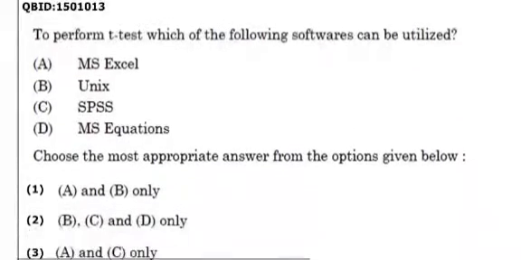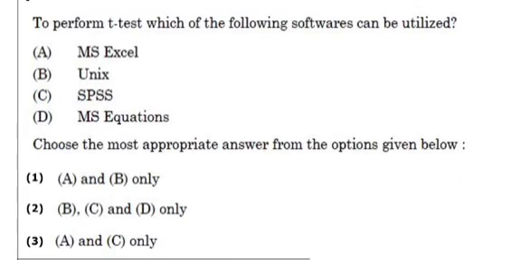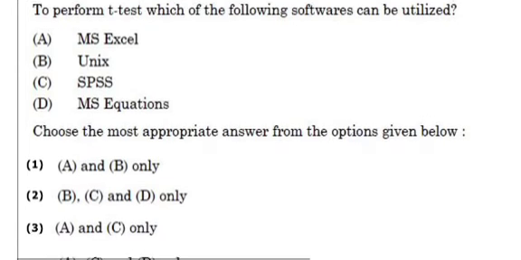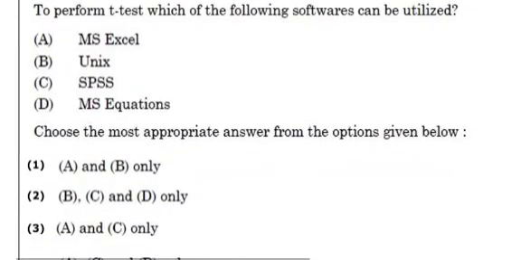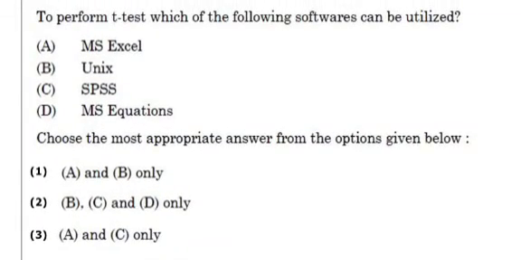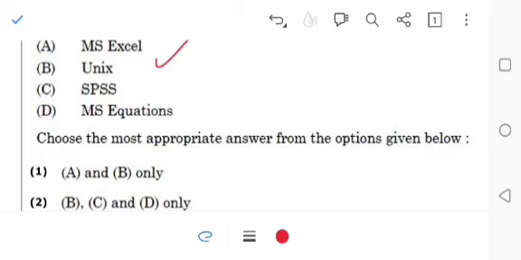Then number 13, to perform a t-test, which of the following software can we utilize? MS Excel, Unix, SPSS, MS Equations. These are the options for 13. The correct option will be A and C, MS Excel and SPSS.